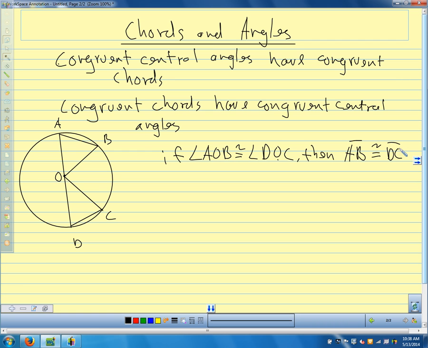And then we can say this the other way around as well. If the chords are congruent, if chord AB is congruent to chord CD, then our angles are congruent. Angle AOB is congruent to angle DOC.